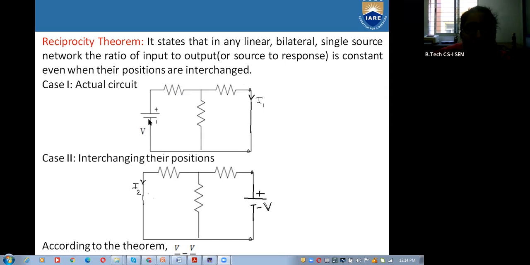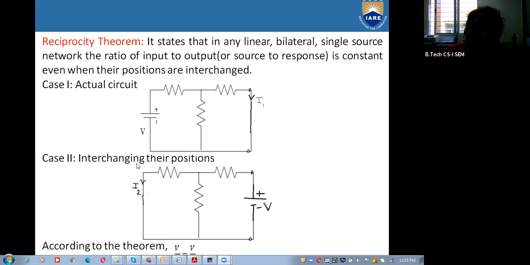So what is the source here? This is the source, the applied voltage. The output response is the current in the terminals here. Let us say these are the output terminals. Now what is the ratio of source to output? V by I1.